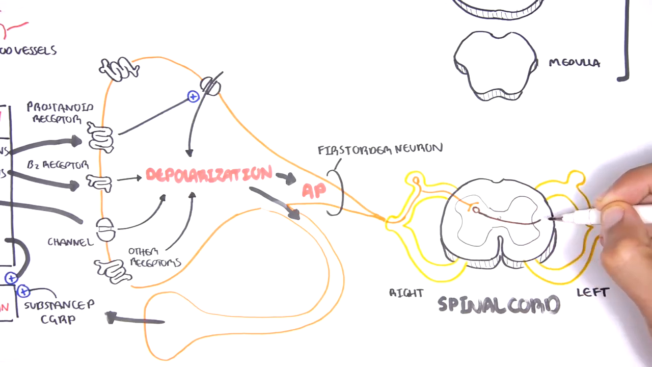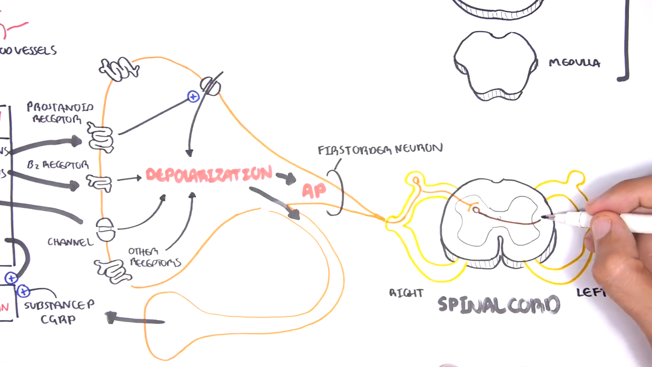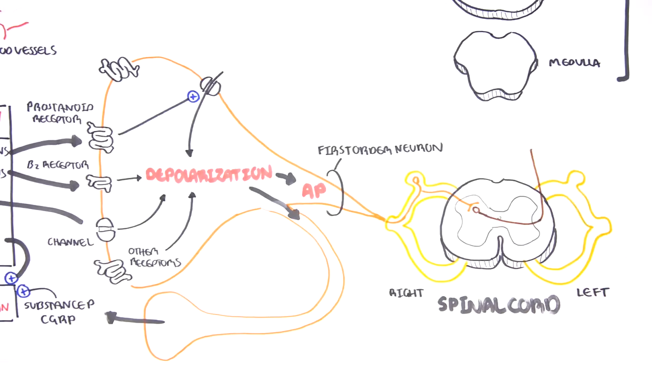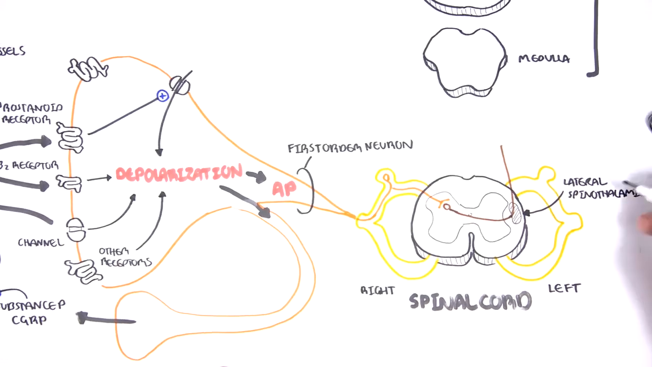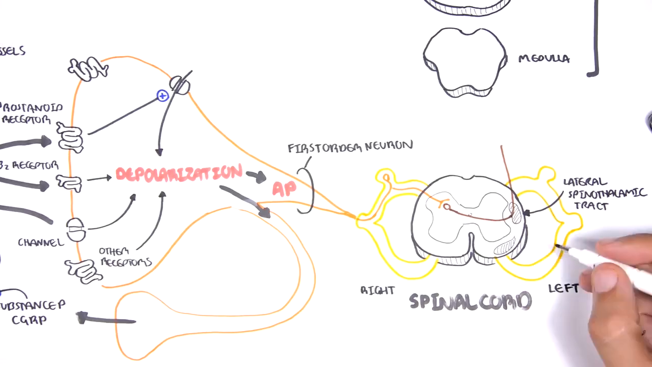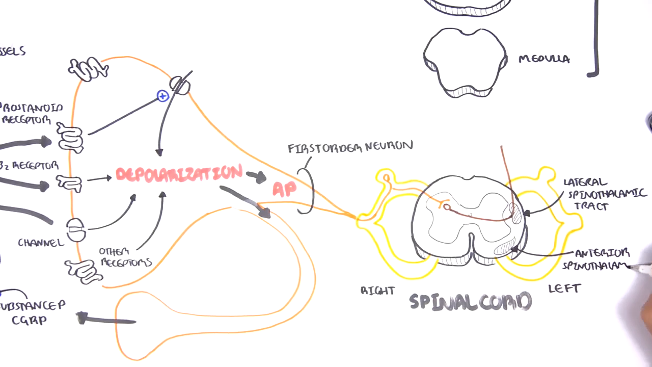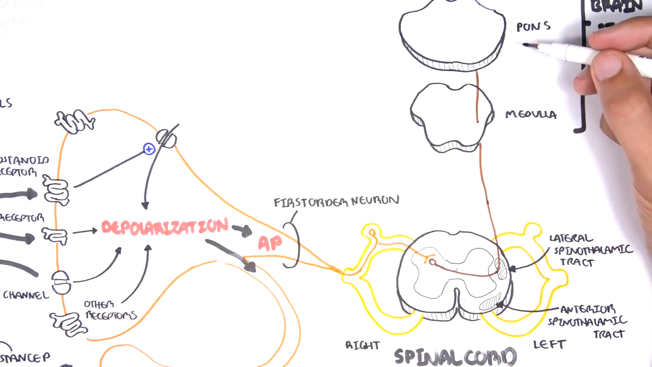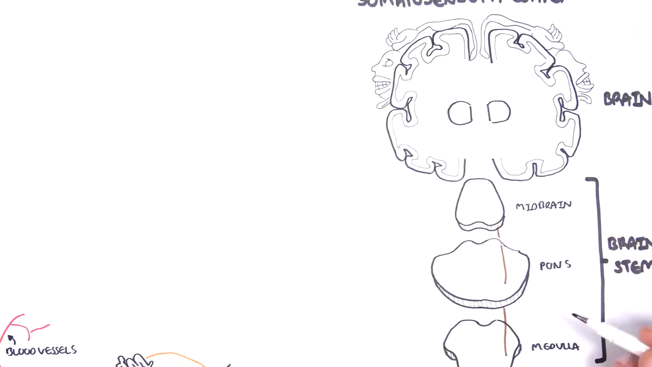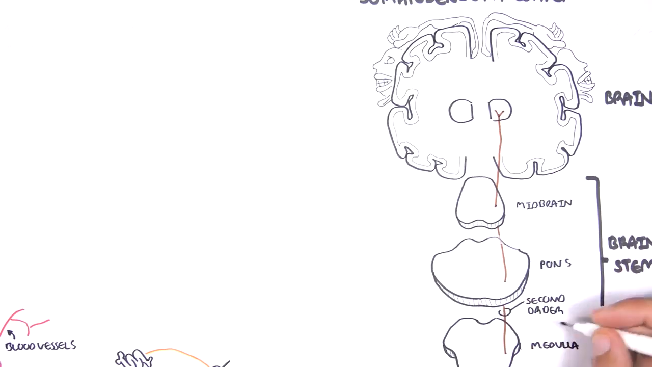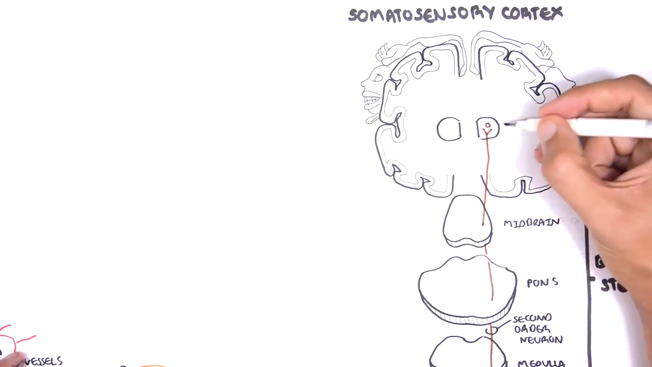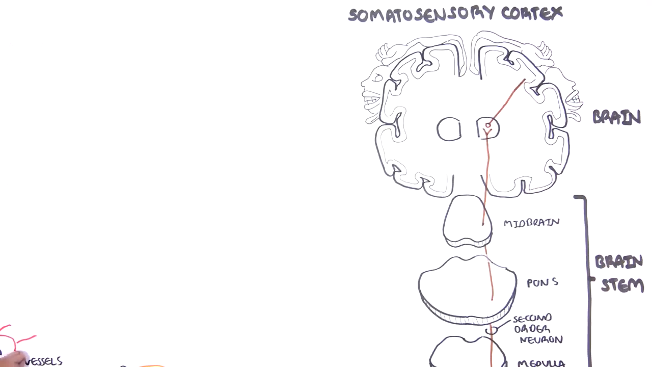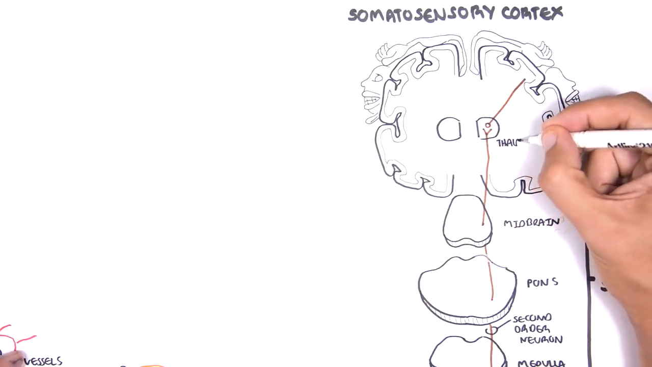The second order neuron will cross over to the other side, from the right to the left, and will enter what's called the spinothalamic tract. You have two spinothalamic tracts, the anterior and the lateral spinothalamic tract. The second order neuron will travel up towards the brain, past the brainstem, and terminate at the thalamus. The thalamus is a relay station in the brain. In the thalamus, the second order neuron will synapse with a third neuron called the third order neuron.